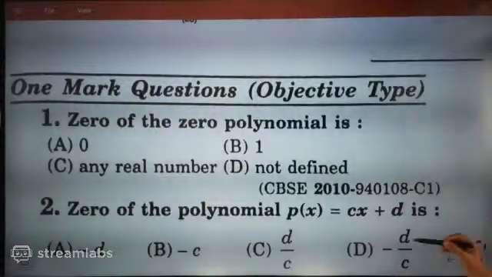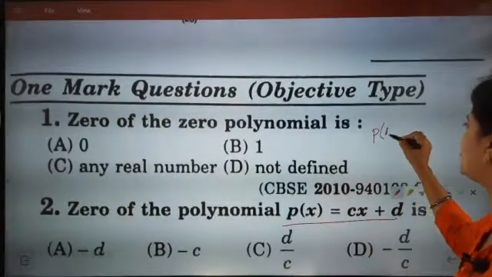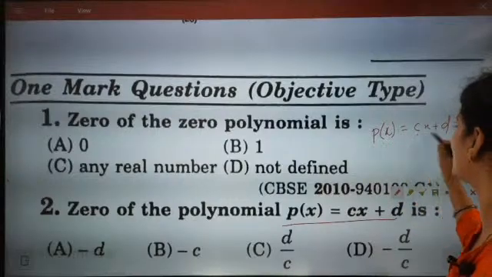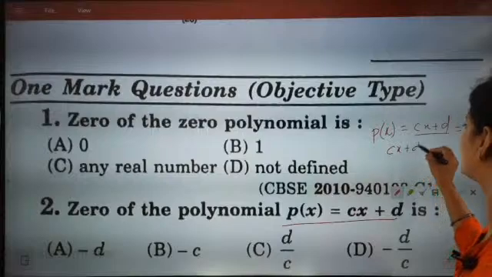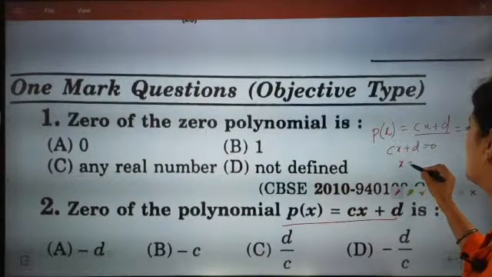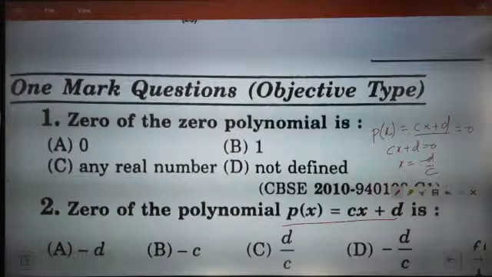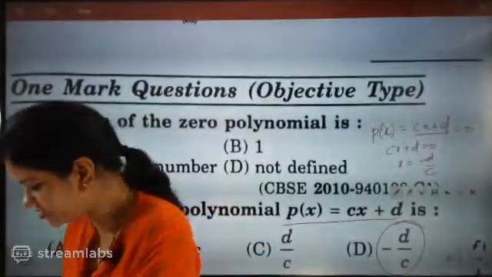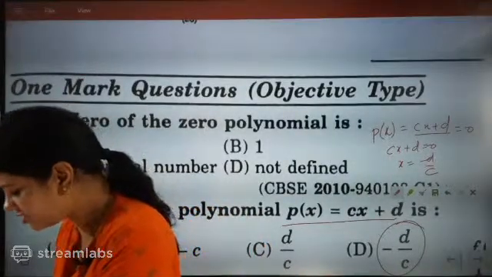First you solve this one, then you will be able to solve the previous one. P of x equal to cx plus d. To get it 0, you have to make it equal to 0. So x will be equal to minus d by c. I have to check the NCERT book one time. x will be equal to minus d by c.